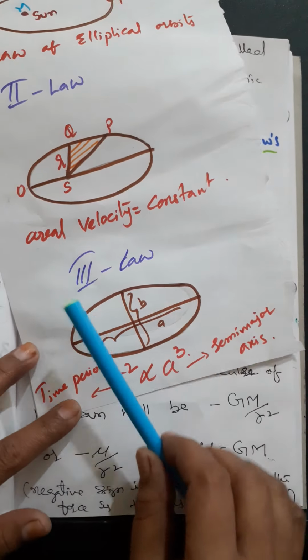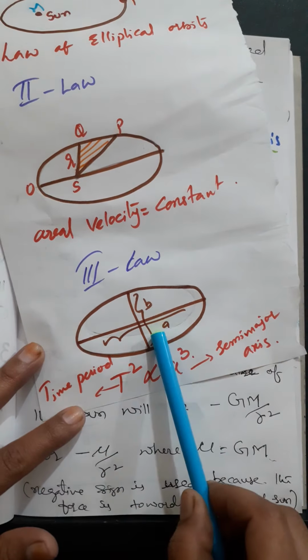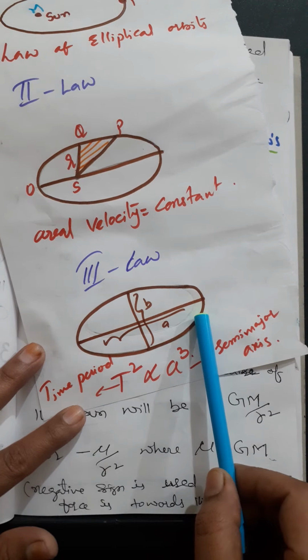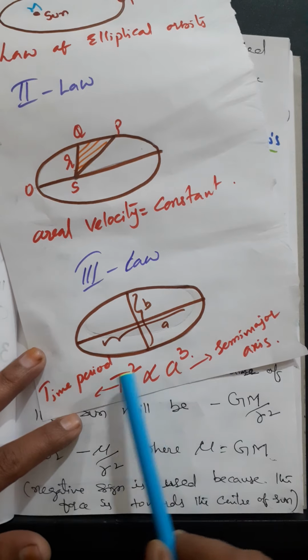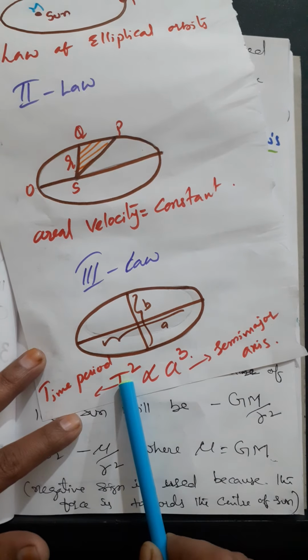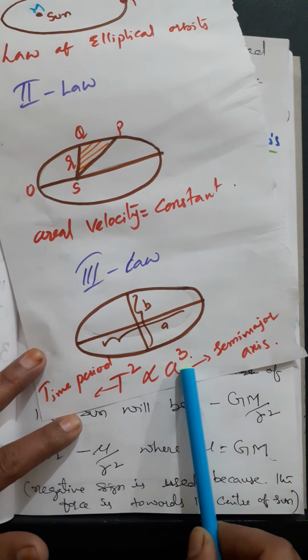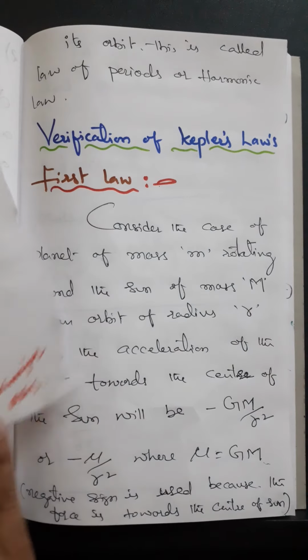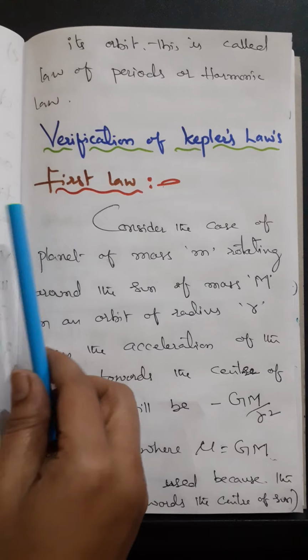We know that the ellipse has two axes, the semi major axis and the semi minor axis. The semi major axis is a. Here we have to prove that the square of the time period is proportional to the cube of the semi major axis. This is the third law. To prove this, first of all we consider the first law.